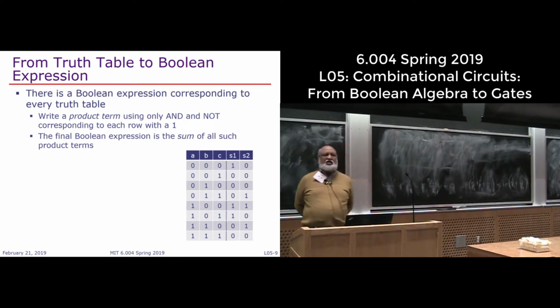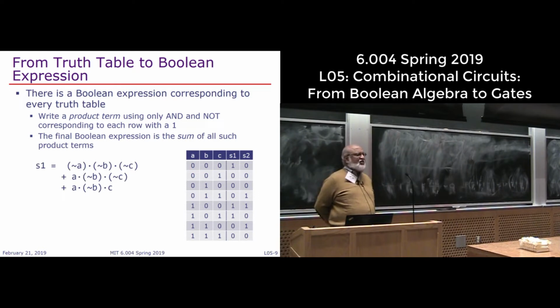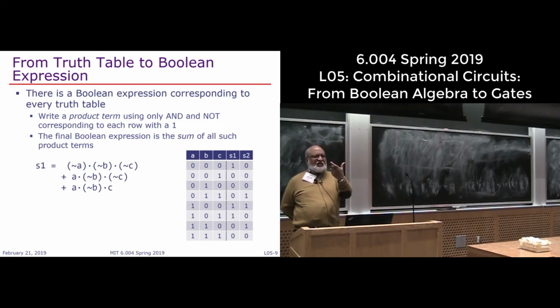The way we do it is we look at every place where there is a 1 in the output. So what is the first one you find here? It's in the line 0, 0, 0. S1 is 1. So if I have to write S1, I write a product term for every row where S1 was 1.